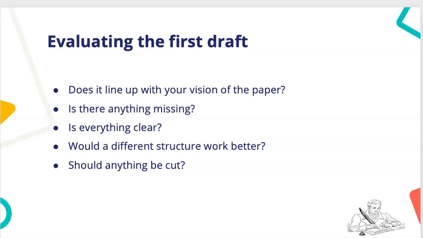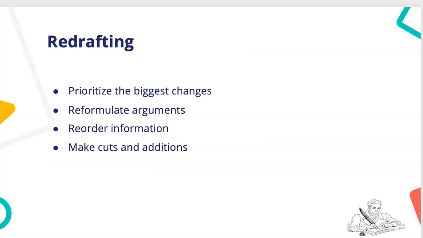So first look over your first draft to find areas for improvement. If you have enough time before your deadline, it is worth leaving it a couple of days before doing so. You will have a more objective view of your paper if you come back with a fresh mind after a few days. Redrafting is prioritizing the biggest changes, reformulating the argument, reordering information, or making some cuts or adding more information. Once you have evaluated your draft, you can start making changes. Start with the biggest changes to content and structure, and then go for the minor changes.